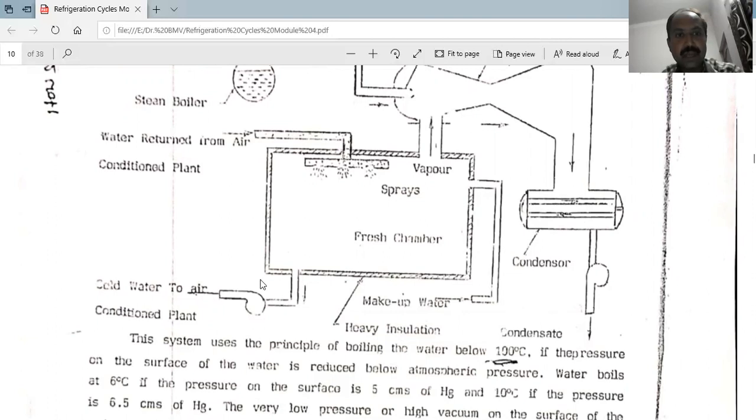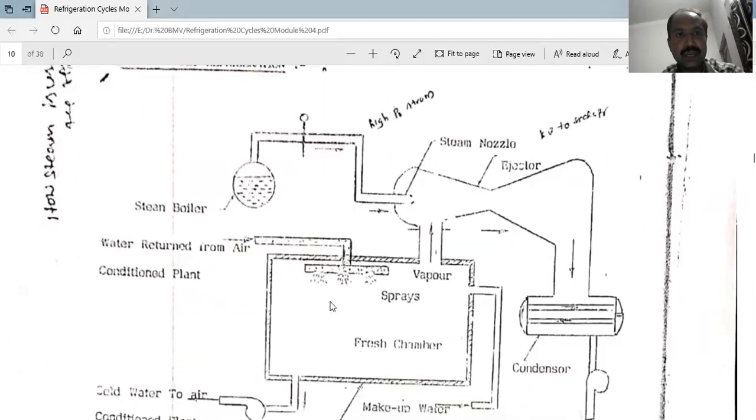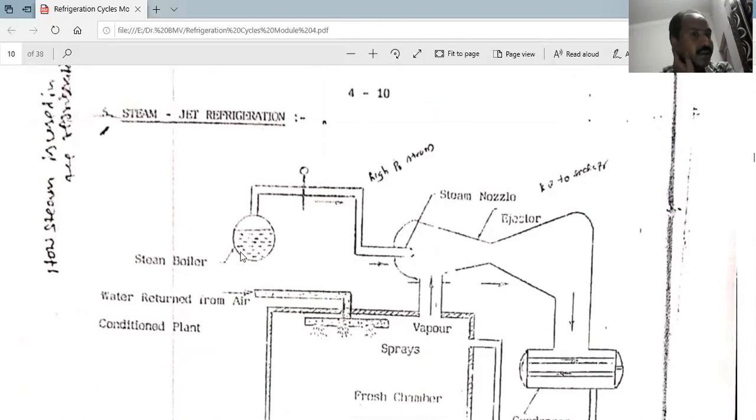Okay, the steam jet refrigeration system is used where we are using chilled water and a minimum cooling effect will be produced. Where we have to use this type of refrigeration system, you can call it the steam jet refrigeration system. Here, once again, I can explain the working principle behind a steam jet refrigeration system.